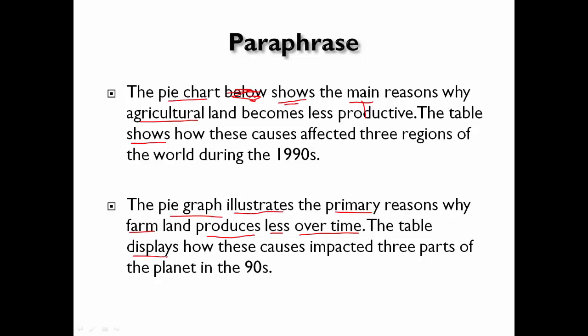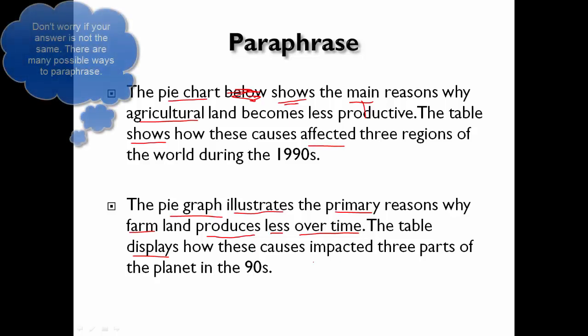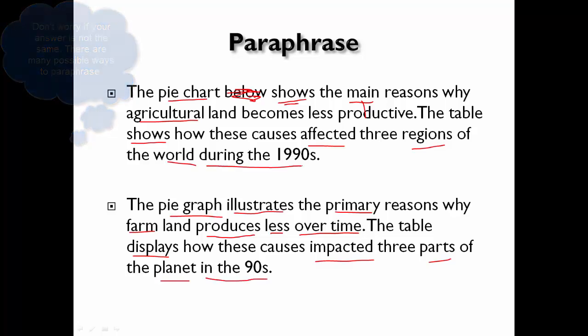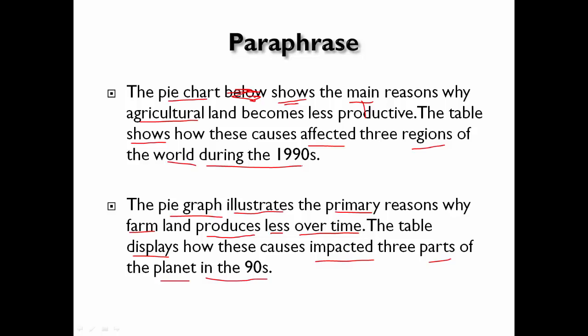So the table displays, instead of shows, displays how these causes, so I couldn't think of a way to change this, how these causes, so I've just kept that. Affected, impacted, means the same thing. 3 parts, 3 regions, and planet, world, and in the 90s instead of during the 90s. So there's lots of different ways that I have changed that paragraph so that it has the same meaning. So these have exactly the same meaning, but they have different words. And this is the very first thing that the examiner will see.